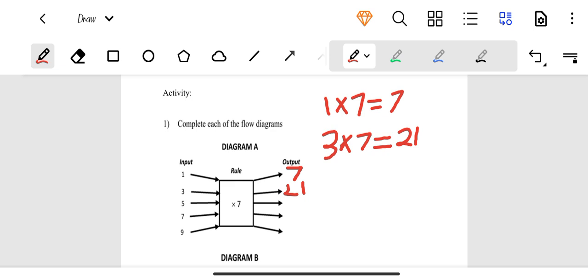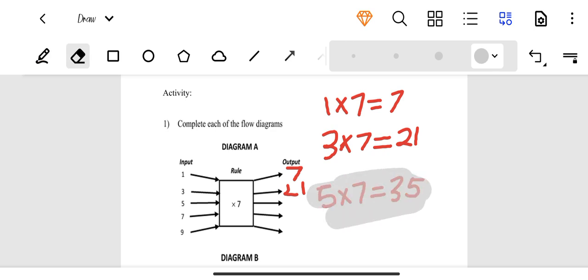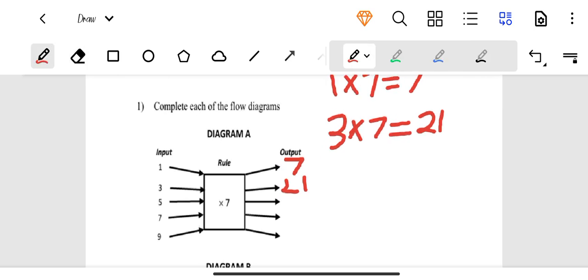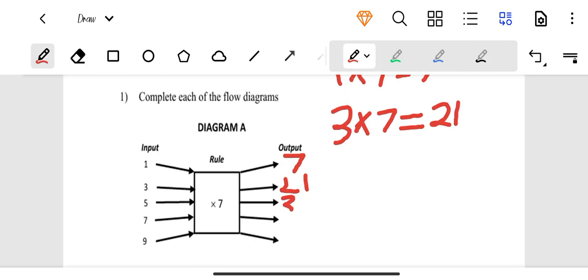Number three says 5 multiplied by 7. What is 5 multiplied by 7? Let me count in 5s: 5, 10, 15, 20, 25, 30, 35. So the answer is going to be 35. I'm going to write it next to the third one.